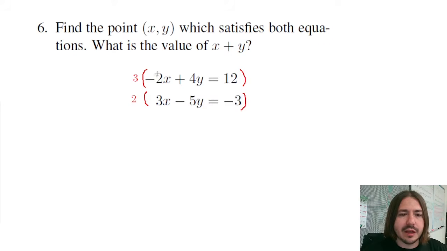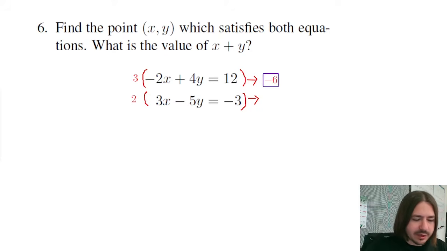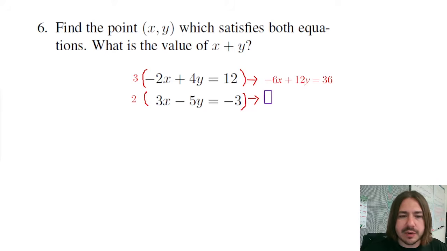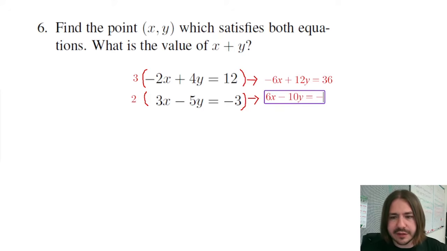And so I'm going to multiply the first equation by 3 and the second equation by 2 so that I can force those x coefficients to be opposites. This one will end up being negative 6 and this one will be 6, and then I can carry on with the elimination process. So this first equation becomes negative 6x plus 12y equals 36, and after I multiply the second equation by 2, I get 6x minus 10y equals negative 6, and hopefully you can see now why I did that.